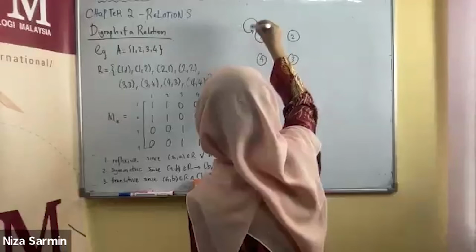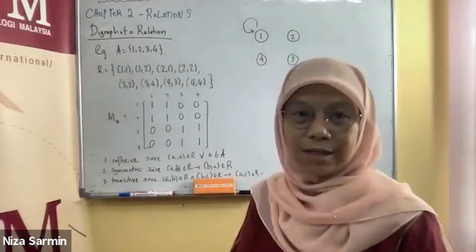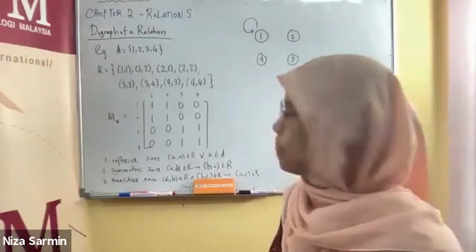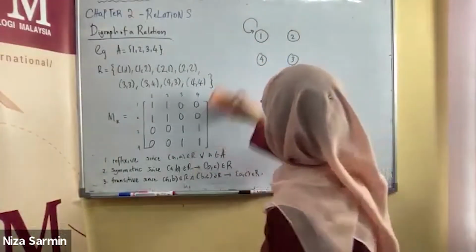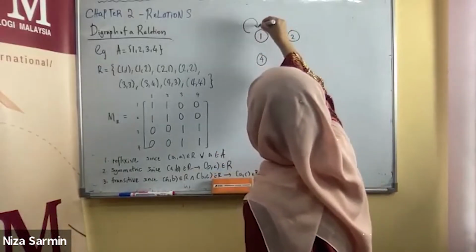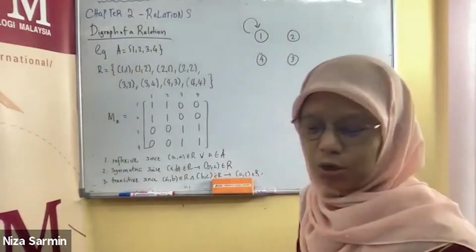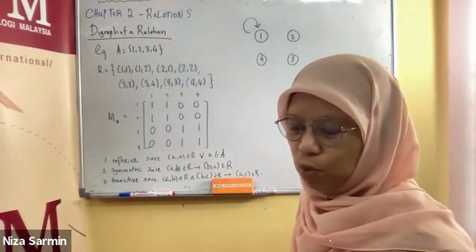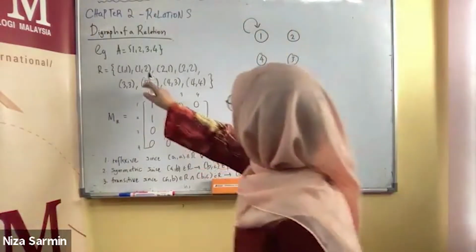1 to 1 is a directed edge, a loop. If you want to follow clockwise, you do clockwise. Okay, 1 to 1, clockwise. Then we have 1 to 2.